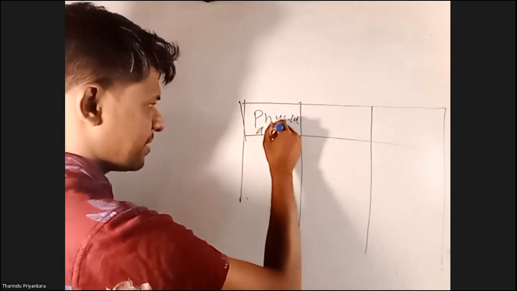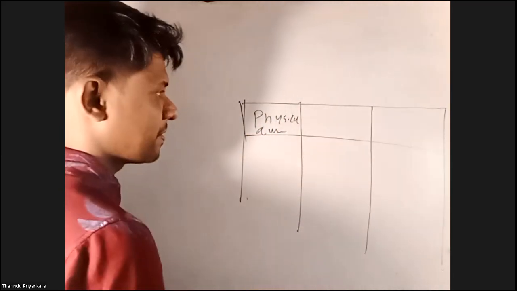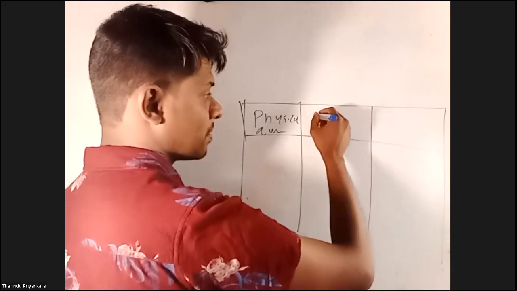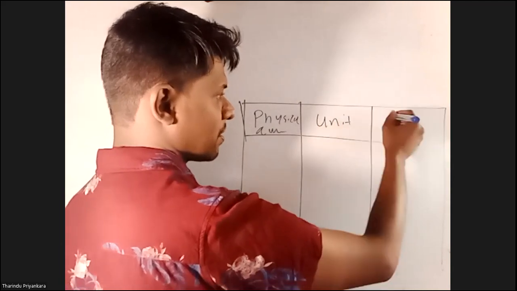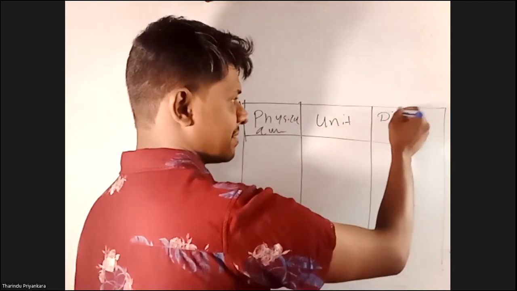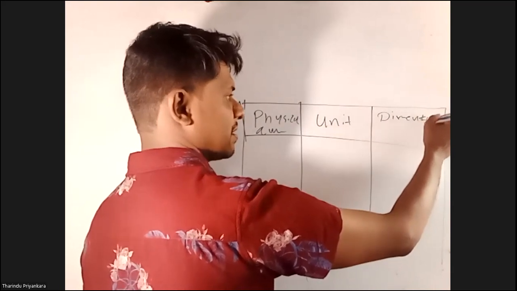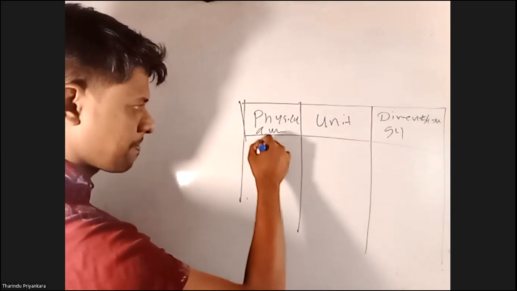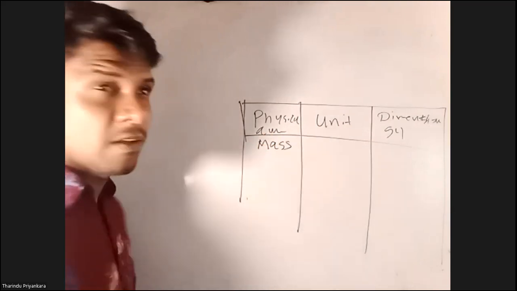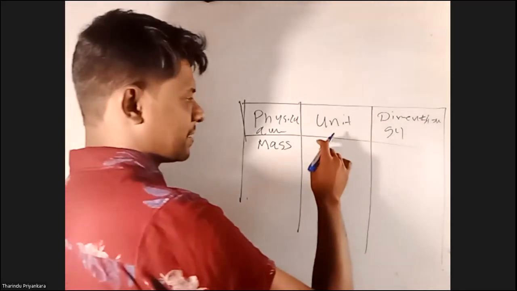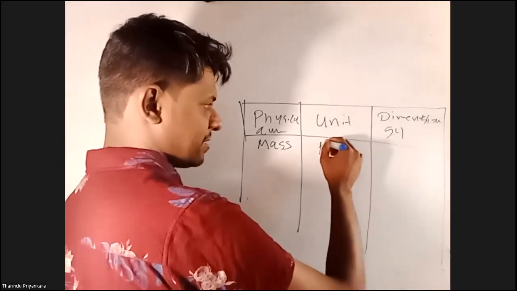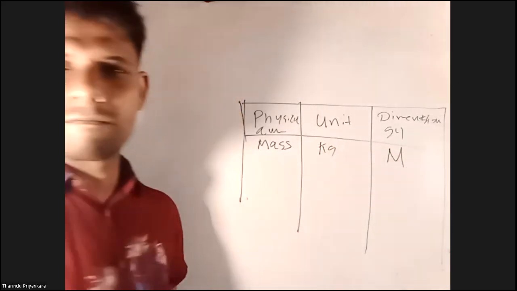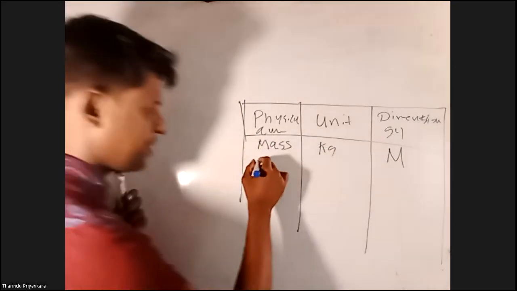Physical quantity, unit, and dimensional symbol. Mass: the unit is kg, but the dimensional symbol, since it is a mass, we take as capital M.